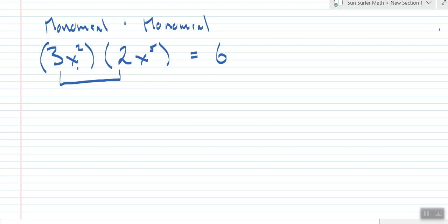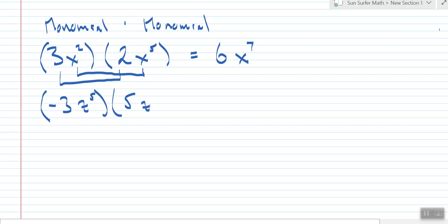And then we multiply the variables. So we only have one variable, x, and x squared multiplied by x to the 5th. We add the exponents because we are multiplying the x's, which are called the base, and so we get 6x to the 7th. Another example of multiplying monomials would be something like negative 3z to the 5th times 5z to the 4th.